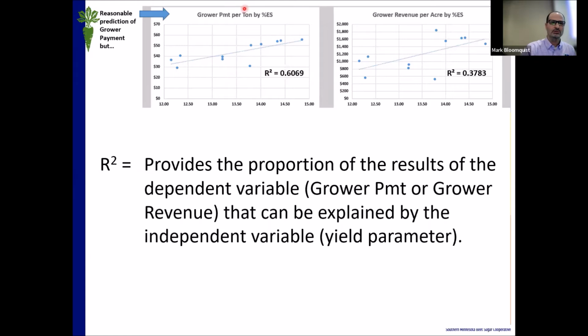Now, if you go over here to the grower payment per ton, extractable sucrose percentage is able to predict the variability in your grower payment per ton by about 61%, okay? So I would say that extractable sucrose gives a reasonable prediction of grower payment, but probably not a really good indication or prediction of your grower revenue per acre.